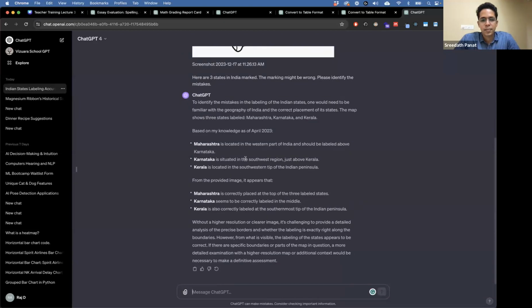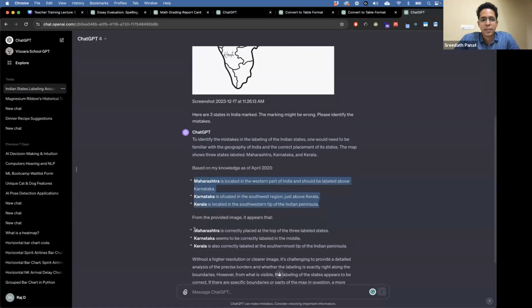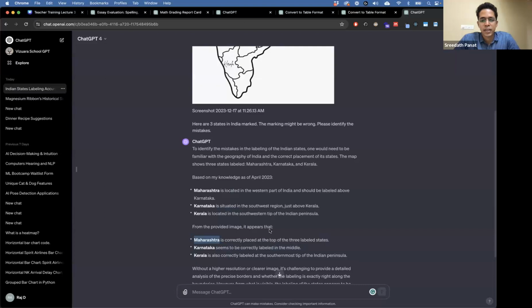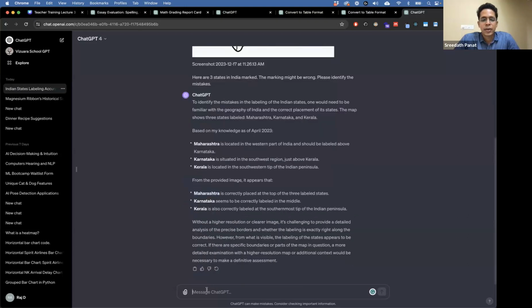So basically, ChatGPT has gotten this part correct, but the way it has identified the solution is wrong, because it says Maharashtra is correctly placed at the top of the 3 labeled states. So ChatGPT could not read the image like the text input here. Although the states are all mapped, everything is correct, the way it is denoted is wrong. Sometimes you realize that in 1 or 2 attempts, ChatGPT is making mistakes. You can just say, actually, all states are labeled wrong. Then it will try to come up with the correct response.